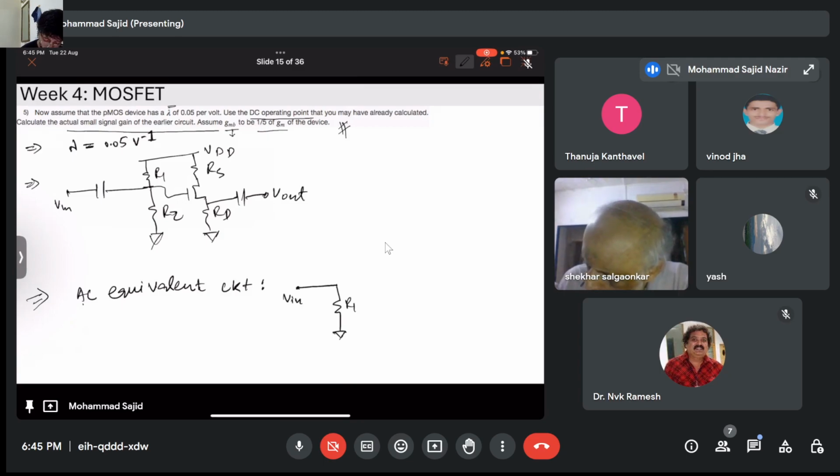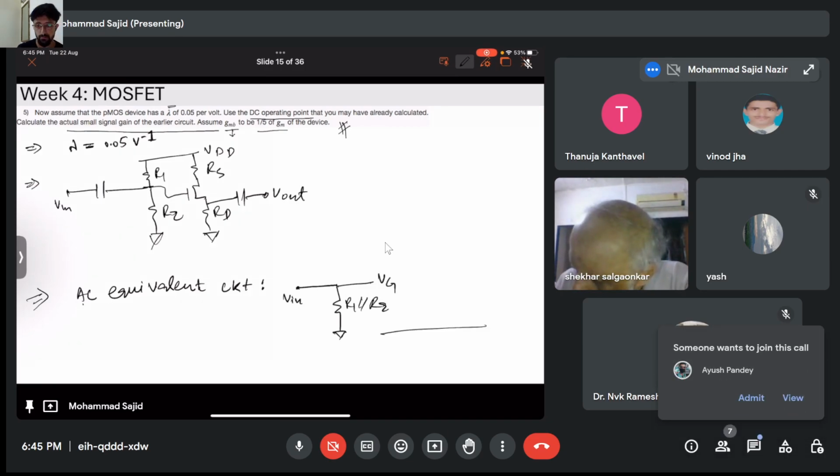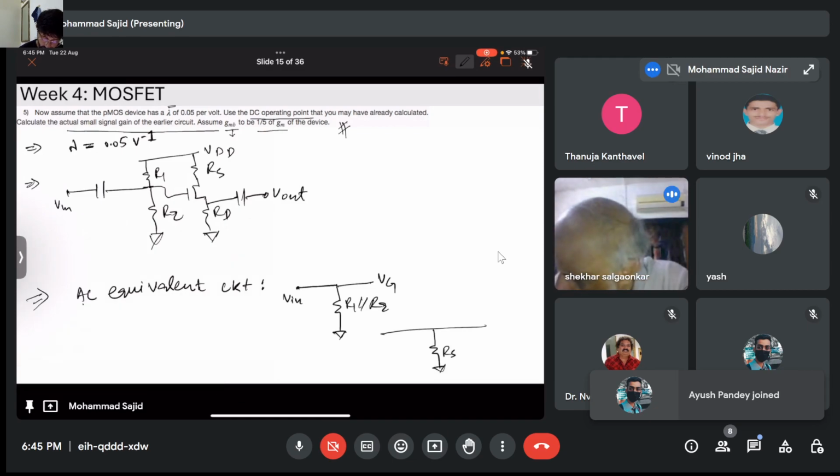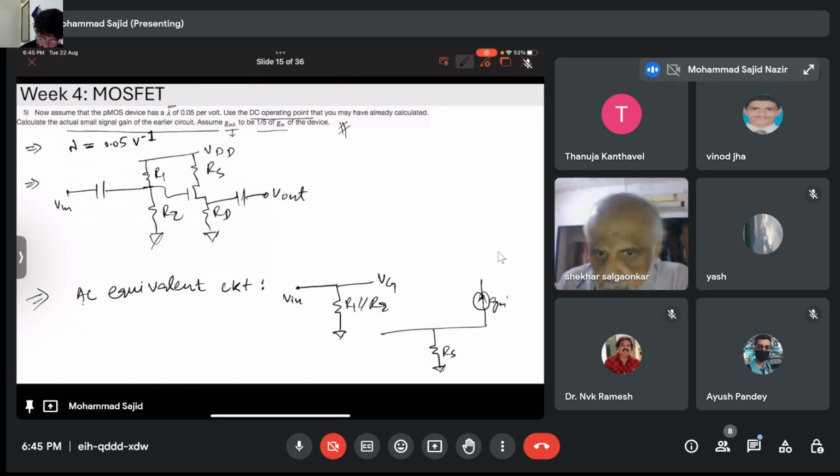Okay, this will be my V input. This will be R1 parallel R2, right? Because VDD will be grounded. This is my VG. This is RS. This is GMVSG.